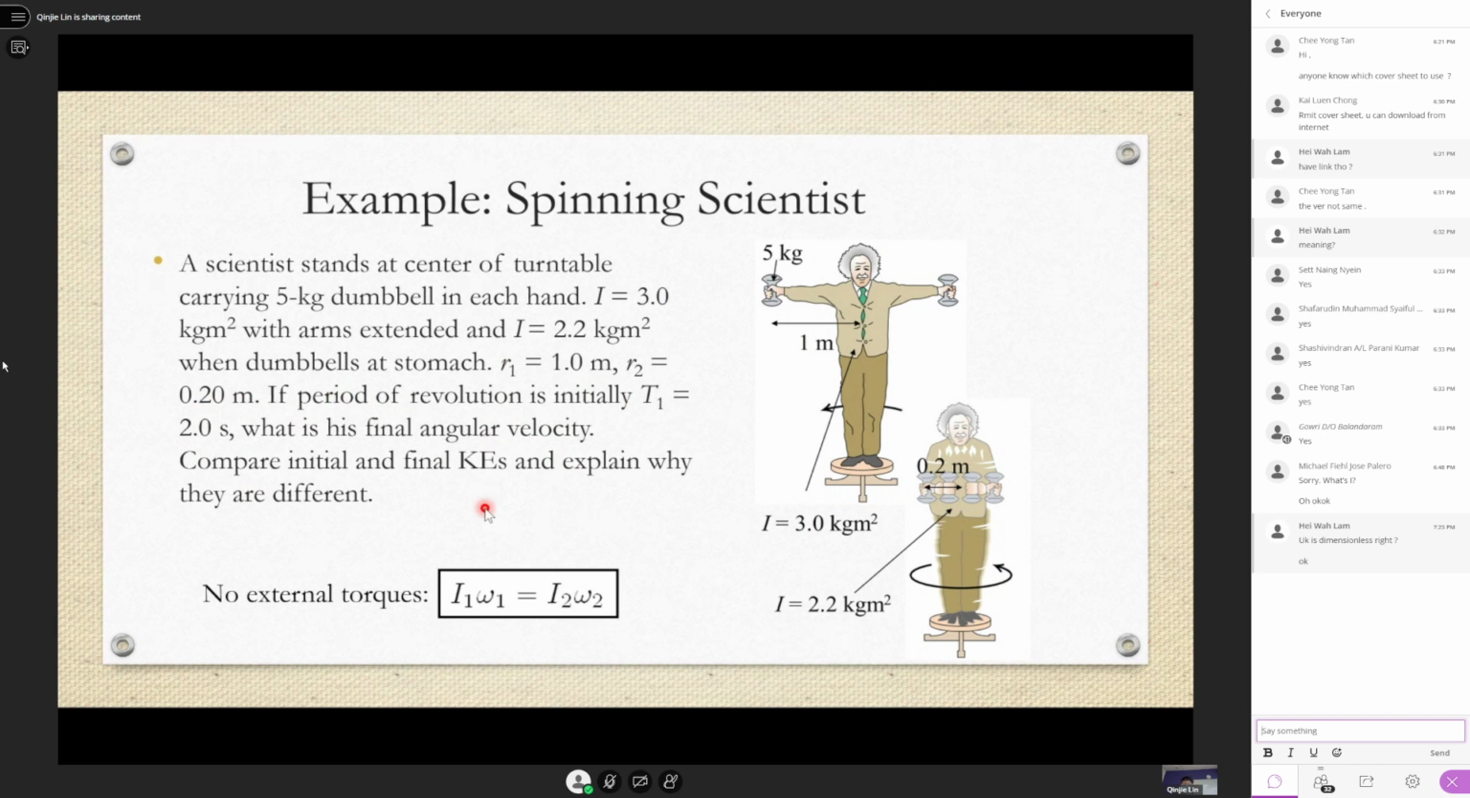Compare the initial and final kinetic energies and explain why they are different. So in this question, he is just spinning. Imagine he starts this problem on this turntable, already rotating with the dumbbells outside.